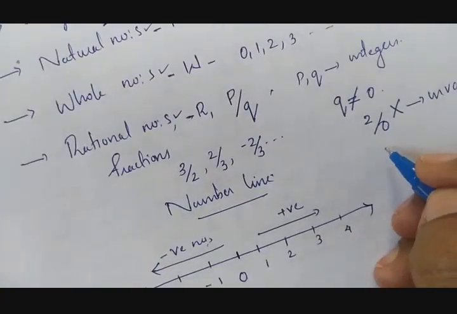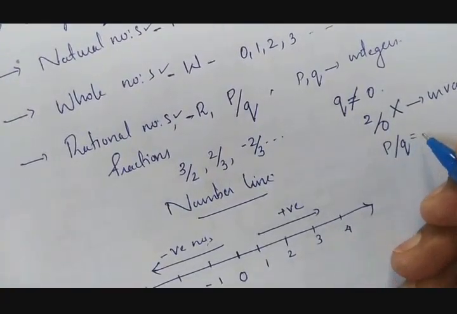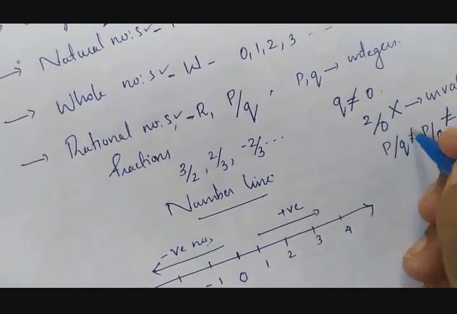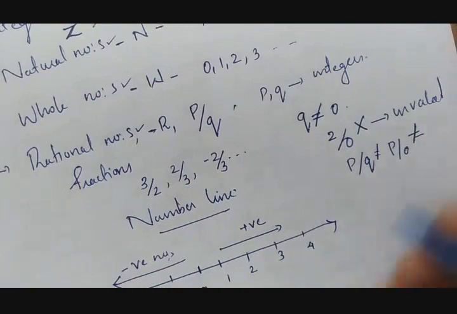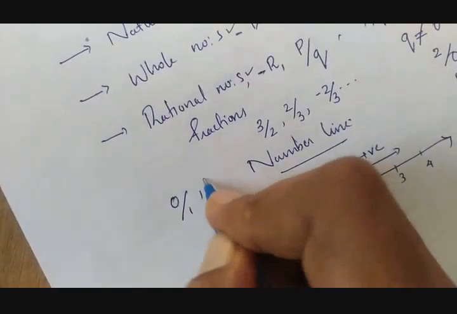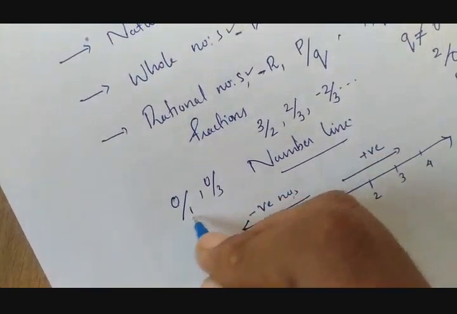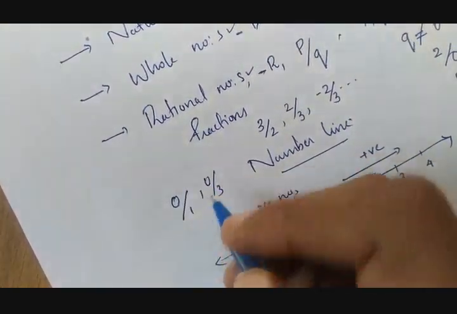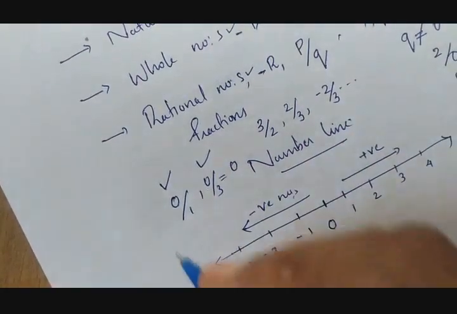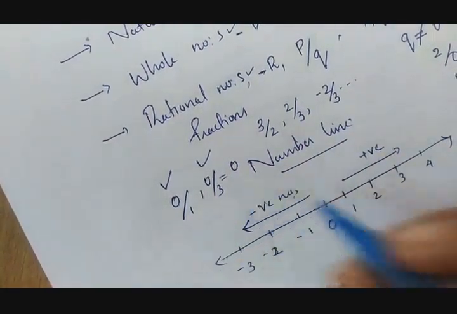Division by 0 is an invalid operation. Any number, we can't divide it by 0. It is an invalid operation. But 0 by 1 or 0 by 3, division of 0 by any other number is possible. This is okay. The value is 0. 0 divided by any integer results in 0.